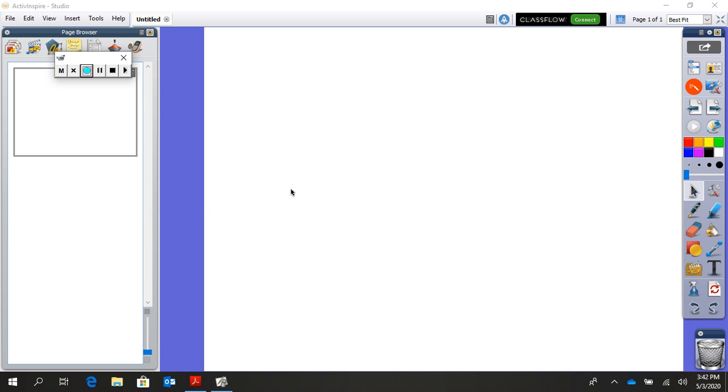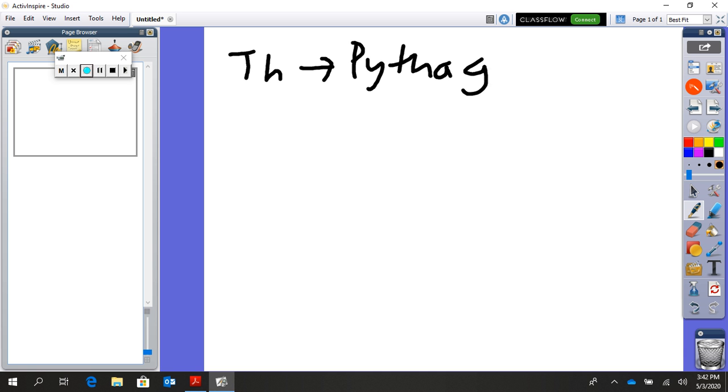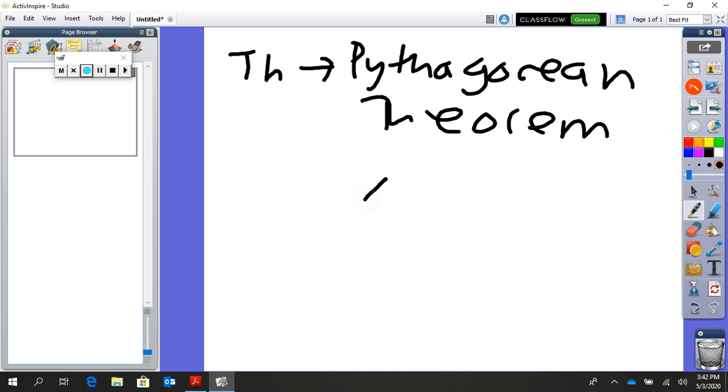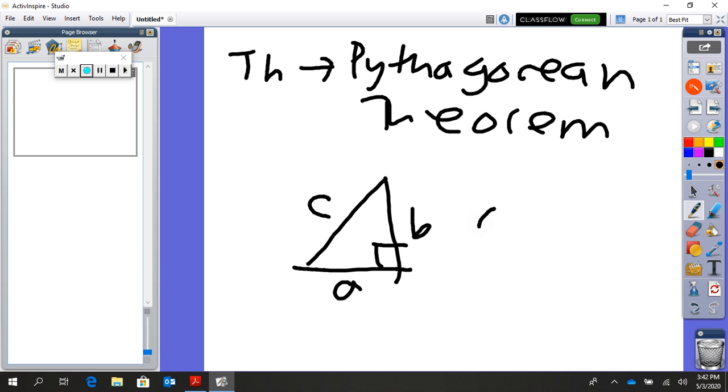Good morning. So on Thursday, we're looking at the Pythagorean theorem. Let's remind you, a right triangle, C, A, B: C squared equals A squared plus B squared.